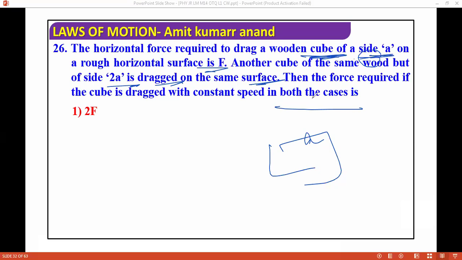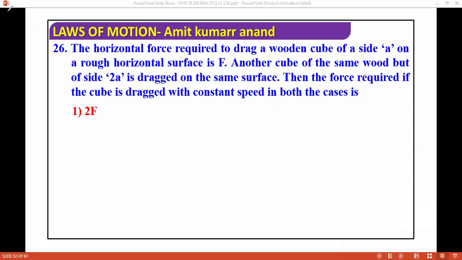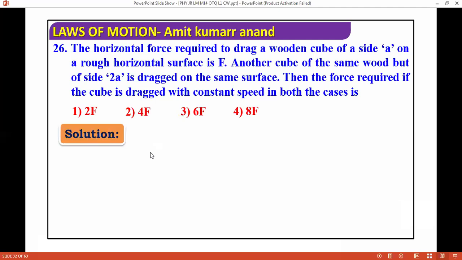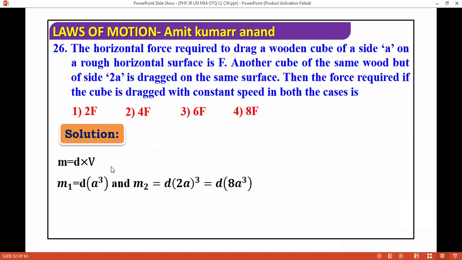So see, if I'm considering only area, the force does not depend on the area in contact of the surface. Yes or no? But if we also change the mass, then mg will change, which means the normal will change. Yes or no? So basically it becomes 8 times. A becoming 2A means 8 times the volume.